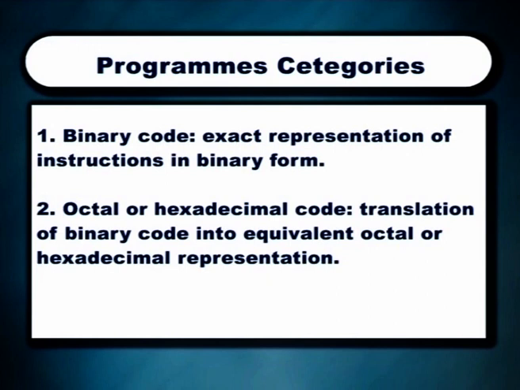Programs written for a computer may be in one of the categories. The first one is binary code. It represents the exact representation of instructions in binary form. Second is octal or hexadecimal code, the translation of binary code into equivalent octal or hexadecimal representation.